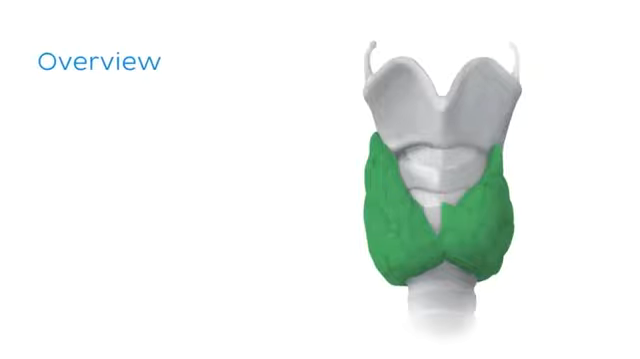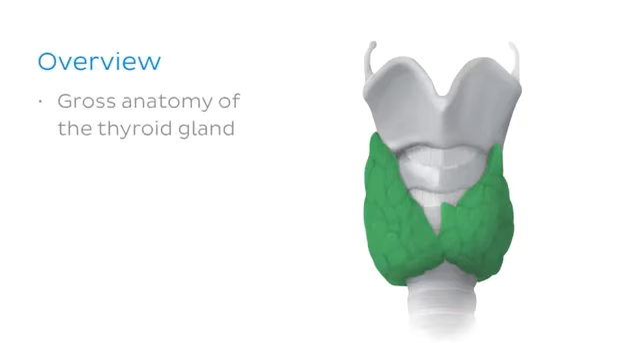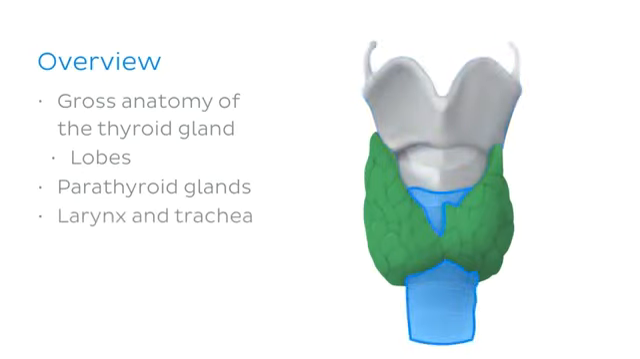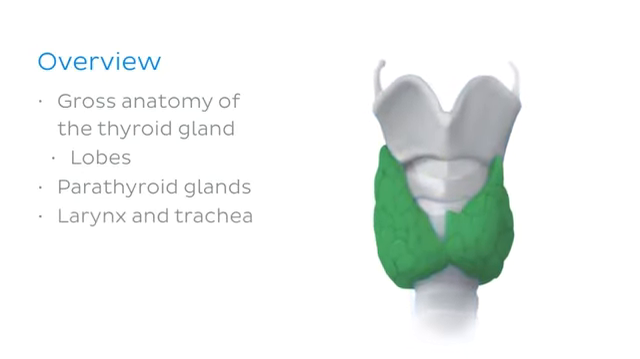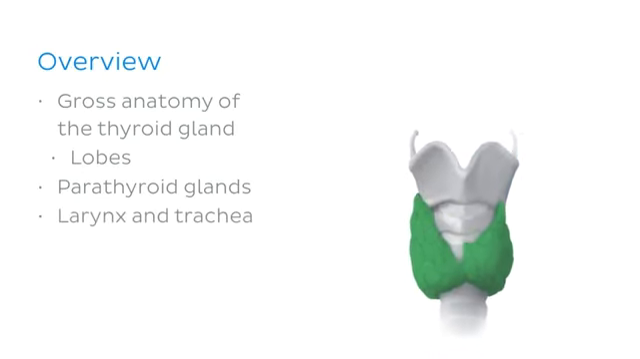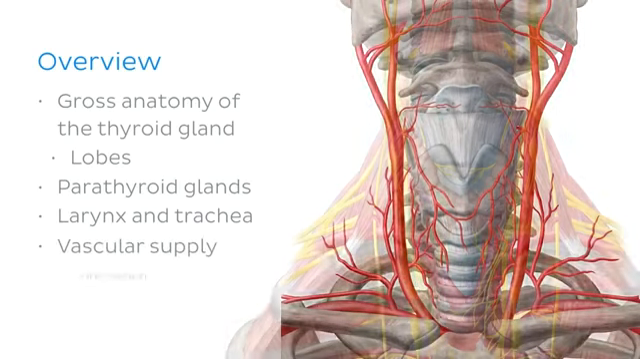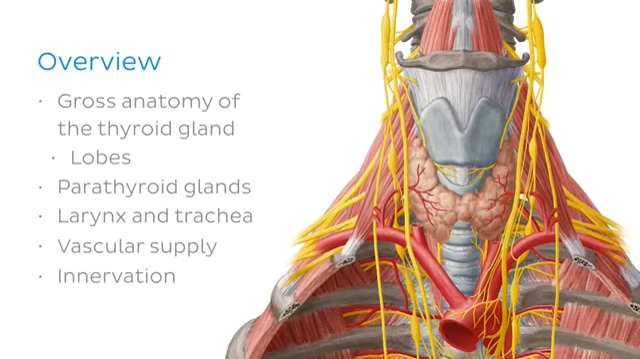We'll begin by looking at the gross anatomy of the thyroid gland, including its lobes. Then we'll identify the parathyroid glands and where they are. Next, we'll look at the cartilaginous and ligamentous structures of the larynx and trachea, upon which the thyroid and parathyroid glands are found. We'll then move into the vascular supply and innervation of the glands. And finally, we'll explore some clinical notes to wrap up. Are you ready? Let's get to it.